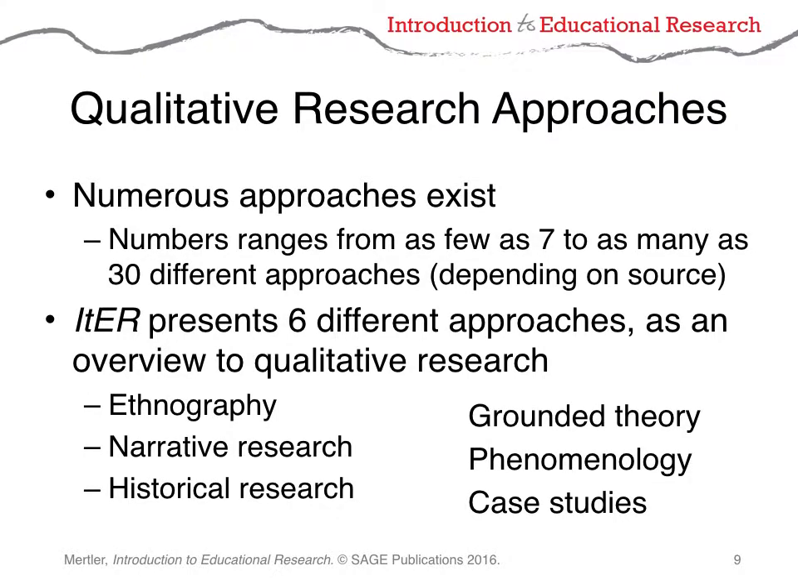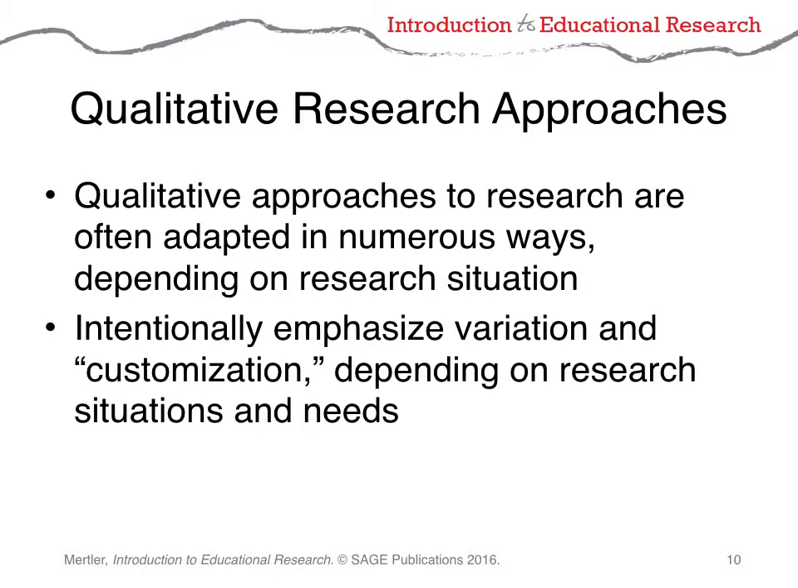And there's lots of approaches. Some people say up to 30 different qualitative approaches. Some of these types, you might have heard these terms: ethnography, narrative research, historical research, grounded theory that we introduced right away, phenomenology, and then case studies, which I said I've explored. And often people adapt these general approaches for their own situation, and they intentionally emphasize the customization needed for their specific context.